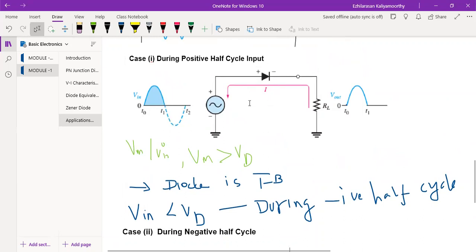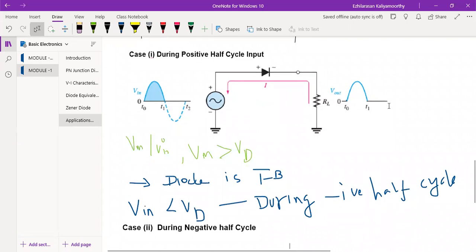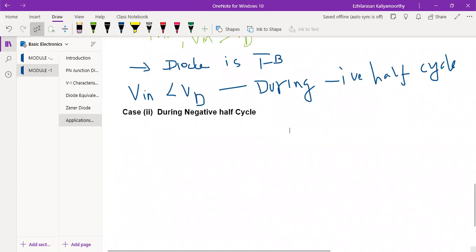When it is reverse bias, the diode doesn't conduct, meaning the switch will be open, so there will not be any amount of current. The diode will be in off condition. If the diode is in off condition, what will be the current? I can say here it will be 0. So the diagram will be like this.